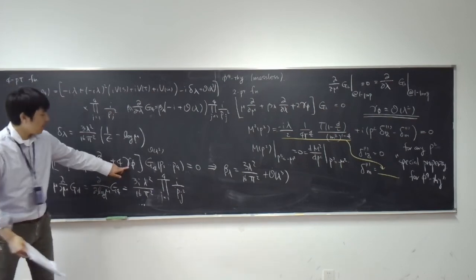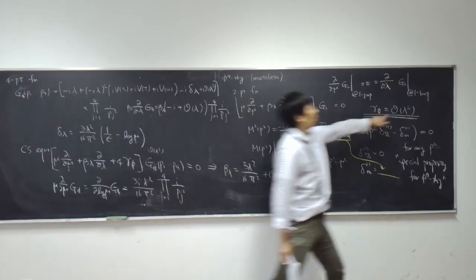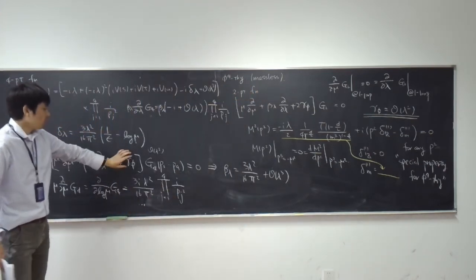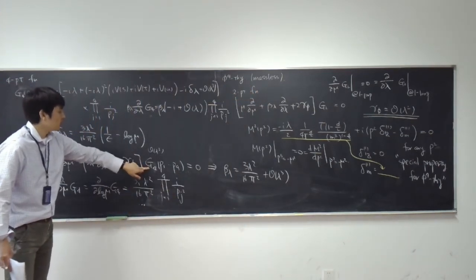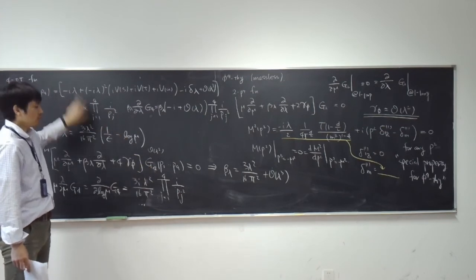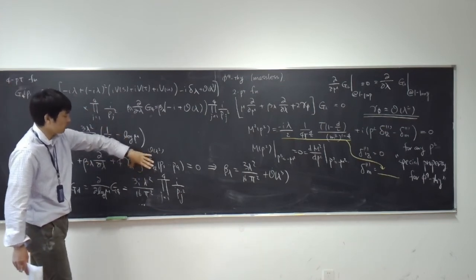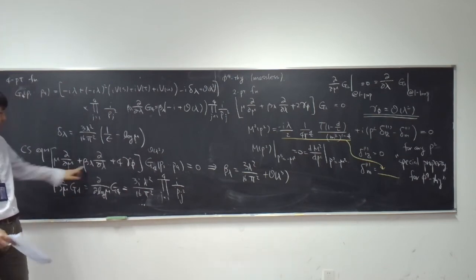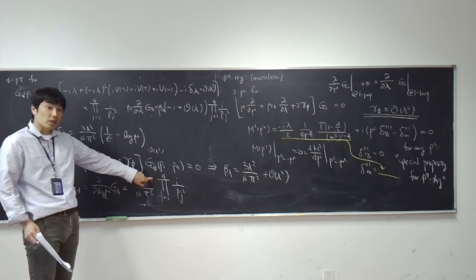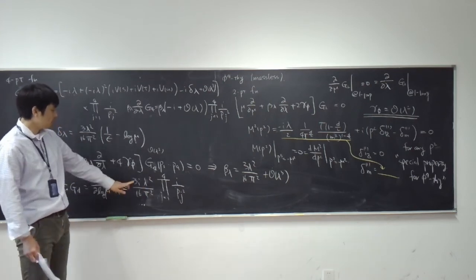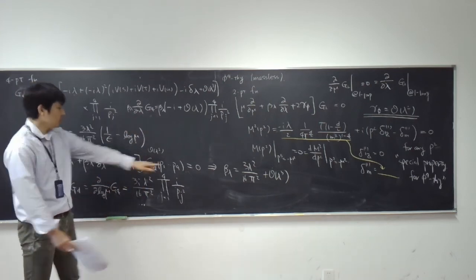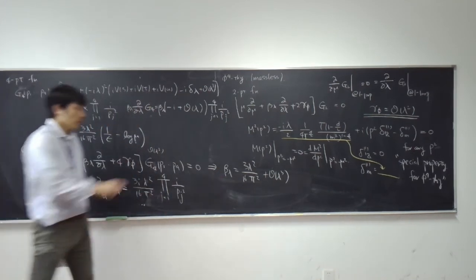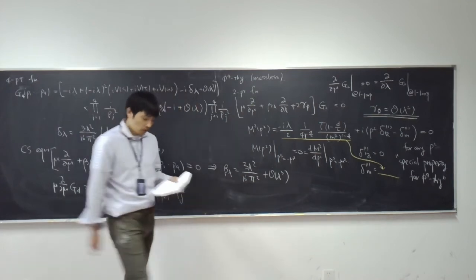So gamma phi depends on order lambda square. That's what we found from the two-point function. But G4 depends on order lambda. So in total, it's order lambda cube. But here, the lowest order is lambda square. So they can compare. And if you compare them together, to get zero, you have to set the beta function of lambda to be 3 lambda square over 16 pi square.